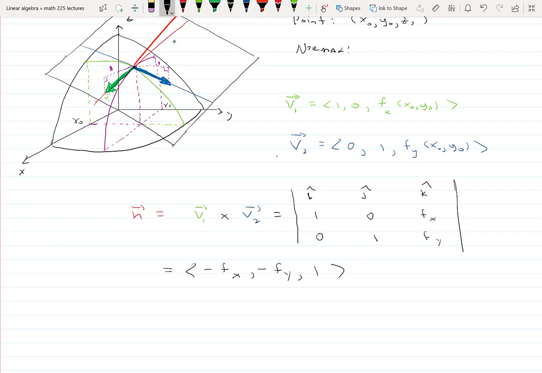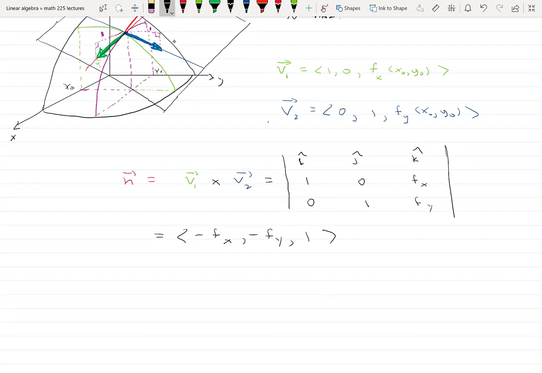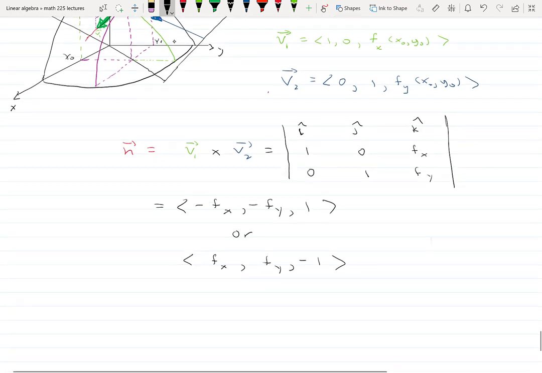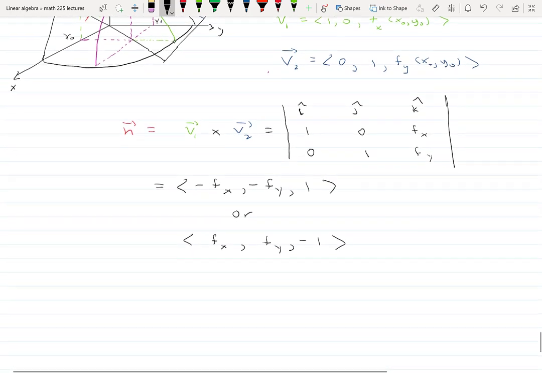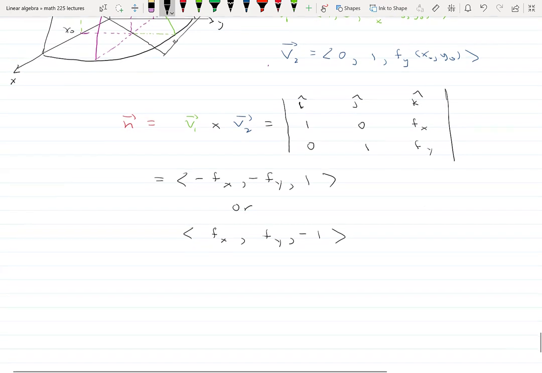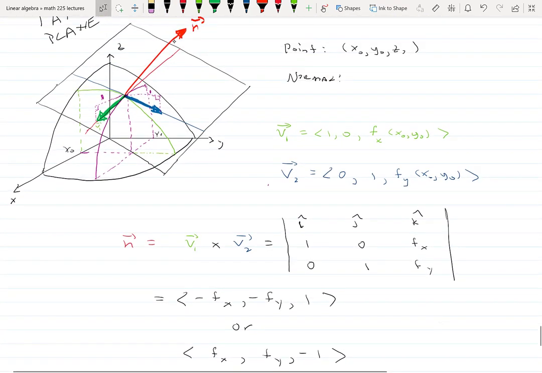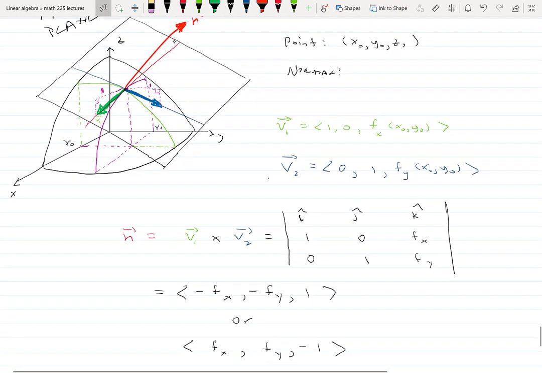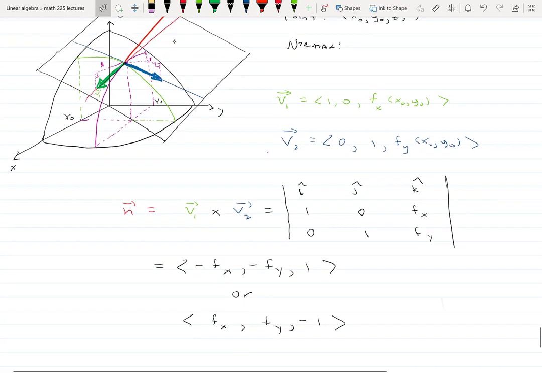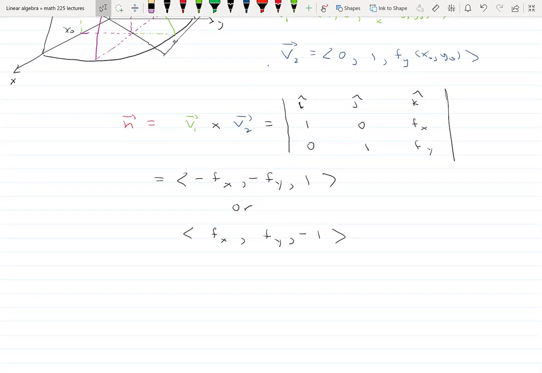Okay. I could take that vector, or I could take the opposite of that vector. How come I can take the opposite? Because if that vector points up, in the positive z direction or whatever, then the opposite would point in the negative direction. It doesn't matter which normal vector I choose. There are two possible ones: the red one that points up, or the opposite of the red one. I'm going to take the opposite so that I can keep f sub x and f sub y positive.